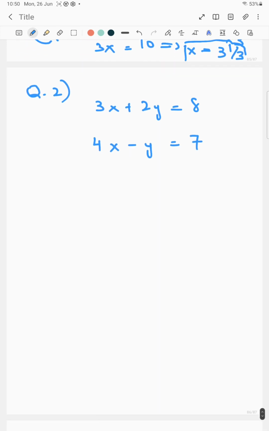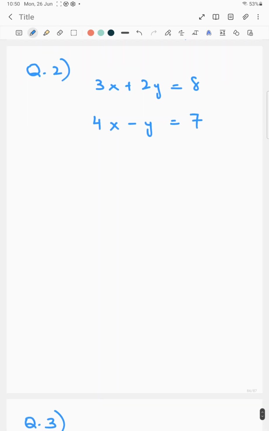Now in the second question, see, the coefficient of x in this equation is 3, the coefficient of x in this equation is 4. This is equation number 1 and this one is equation number 2. Now in this one, the y coefficient is 2, and in this the y coefficient, we don't have any number, it means it is always 1. I want to make the coefficients same, so what should I do? We can just multiply the whole second equation with 2, both the sides, because I want to make their coefficient same.